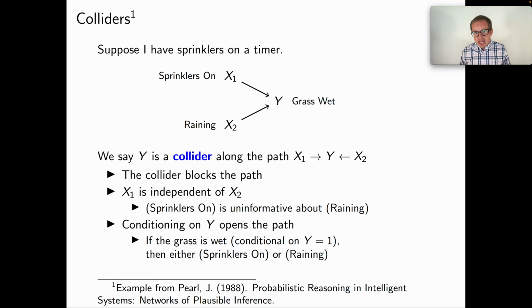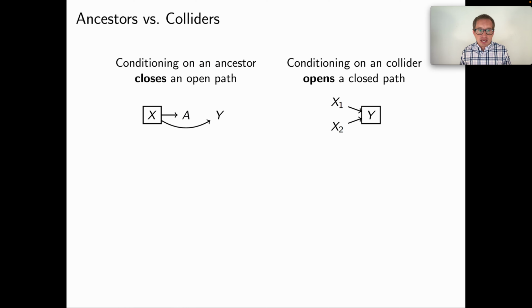One of the reasons that DAGs are super helpful is because they help us think about distinctions between variables that are ancestors and variables that are colliders. Both an ancestor and a collider are connected to the variables of interest through paths, but the directions of those paths operate in the opposite directions. Conditioning on an ancestor closes an open path, while conditioning on a collider opens a closed path.